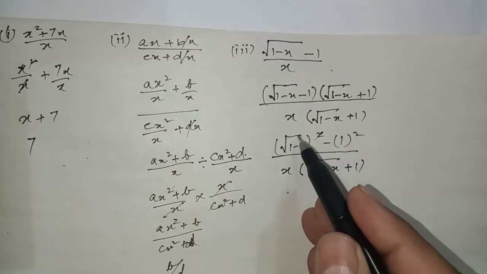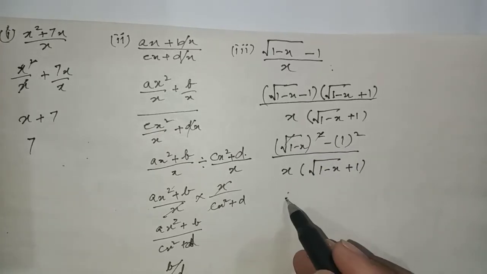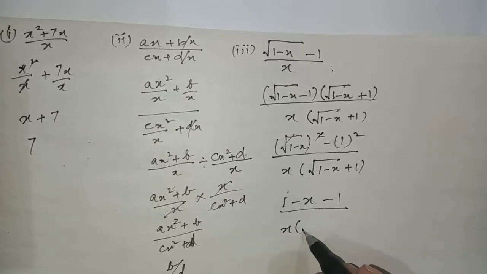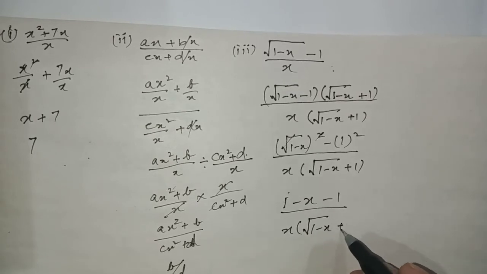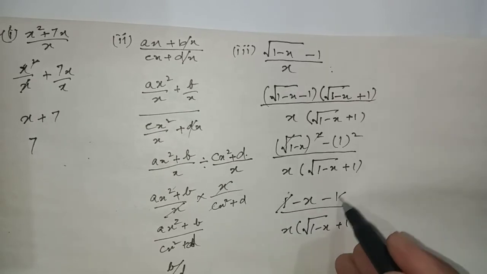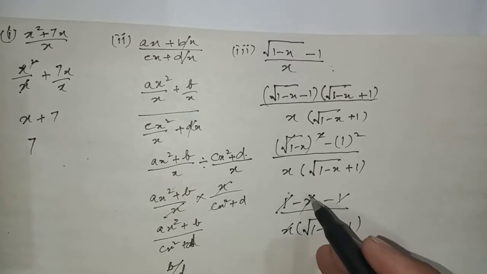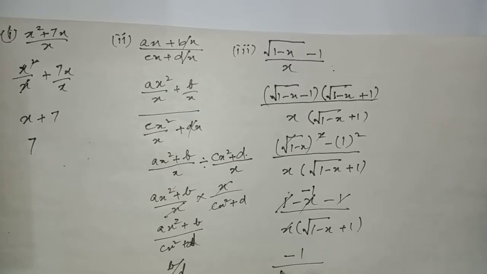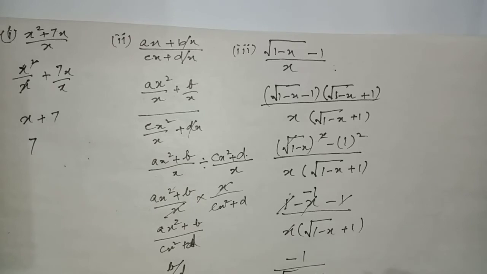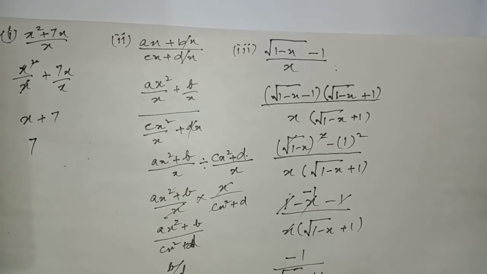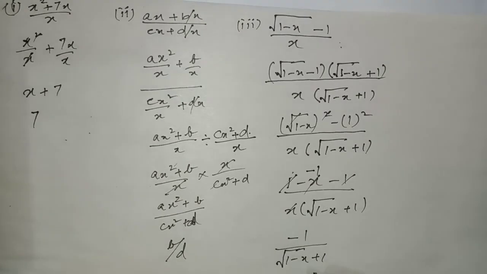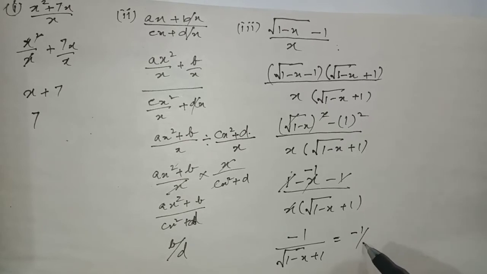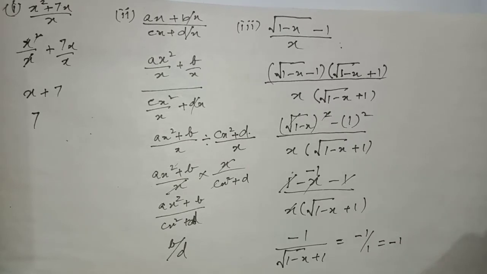This square will cancel out the square root symbol, so we will have 1 minus x minus 1 in the numerator and x into (square root of 1 minus x plus 1) in the denominator. 1 and 1 will cancel each other, and then x and x will also be cancelled out, so we have minus 1 divided by (square root of 1 minus x plus 1). On applying the limits, this x will become 0, so the final value after the application of limit will be minus 1 upon 1, so that can be noted as minus 1.